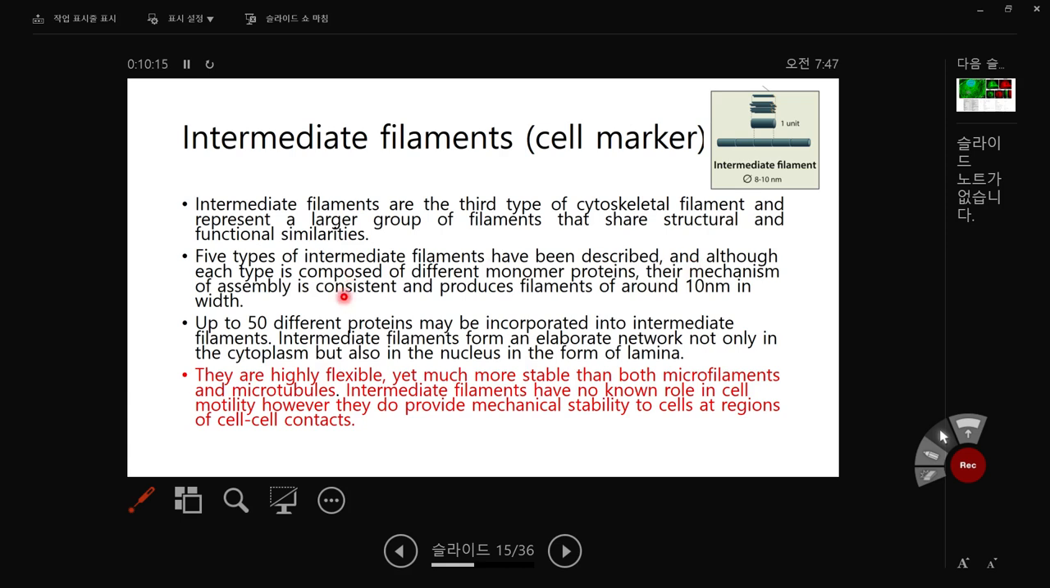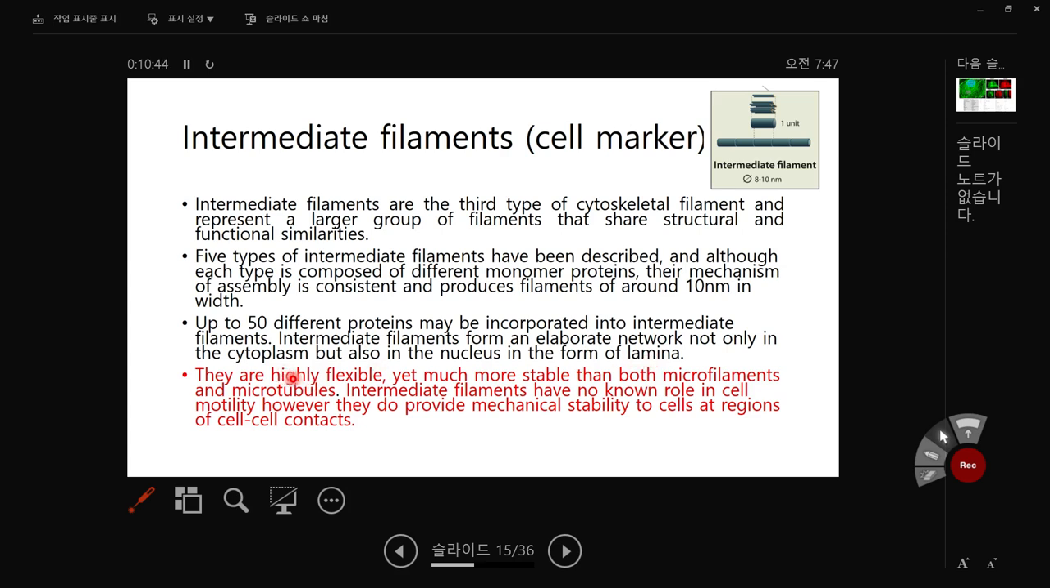Although each type is composed of different monomer proteins, their mechanism of assembly is consistent and produces filaments around 10 nanometers in width. Up to 50 different proteins may be incorporated into intermediate filaments. They form an elaborate network not only in the cytoplasm, but also in the nucleus, in the form of the lamina. So inside the nucleus, there is another intermediate filament called lamina.